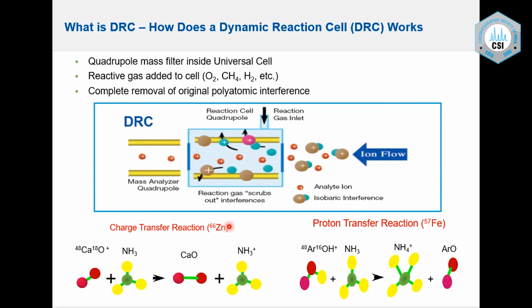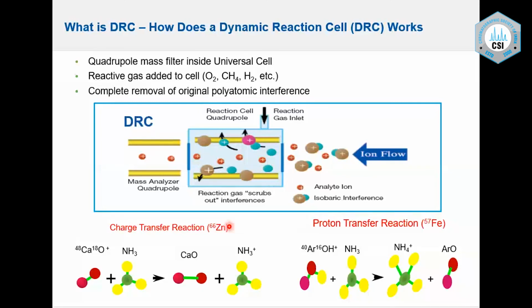All this data is well known, for which elements are interfering, and accordingly you can use a gas. So what is the advantage in current ICP-MS? You should have a system that is capable of KED mode as well as DRC mode, because there are instruments where you have only the option of a collision cell.